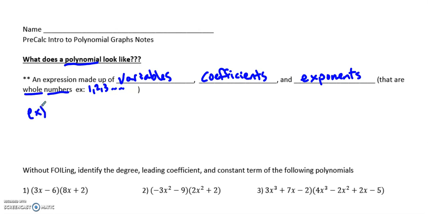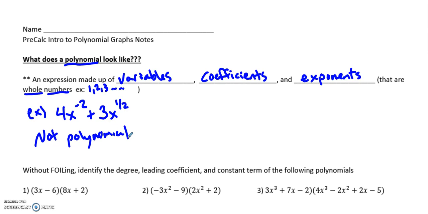So an example of what a polynomial wouldn't be is something like this, maybe 4x to the negative 2 power plus 3x to the 1 half. You can see that that's not a polynomial because of two things. One, the exponent here is negative, and two, the exponent here, while being positive, is not a whole number. Specifically, it's not one of those integers.